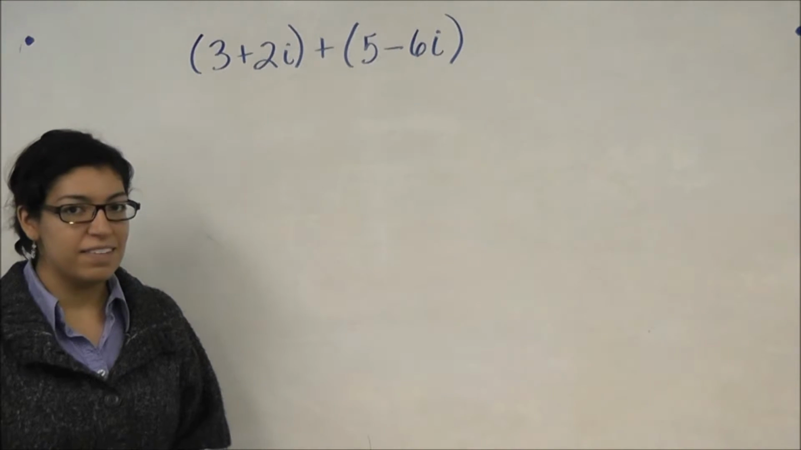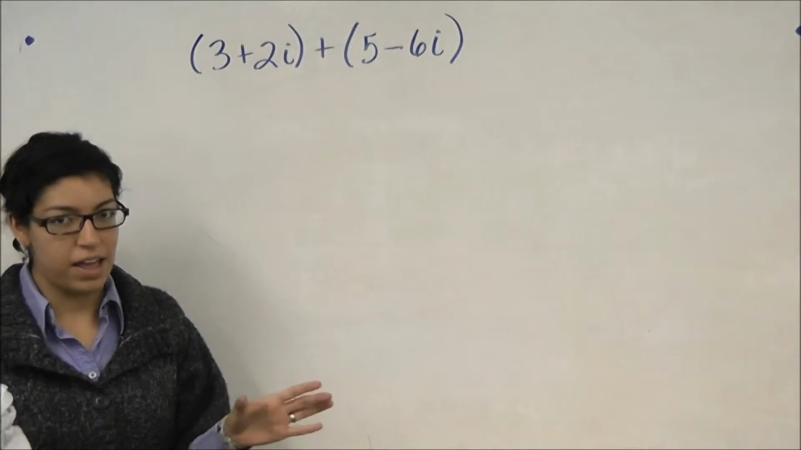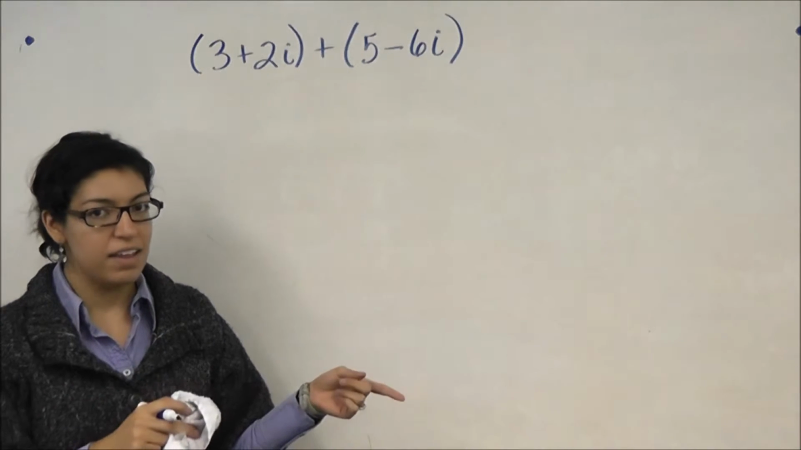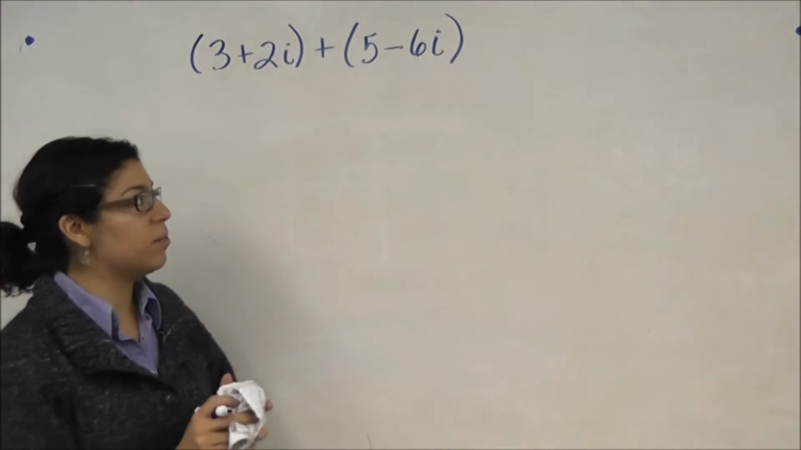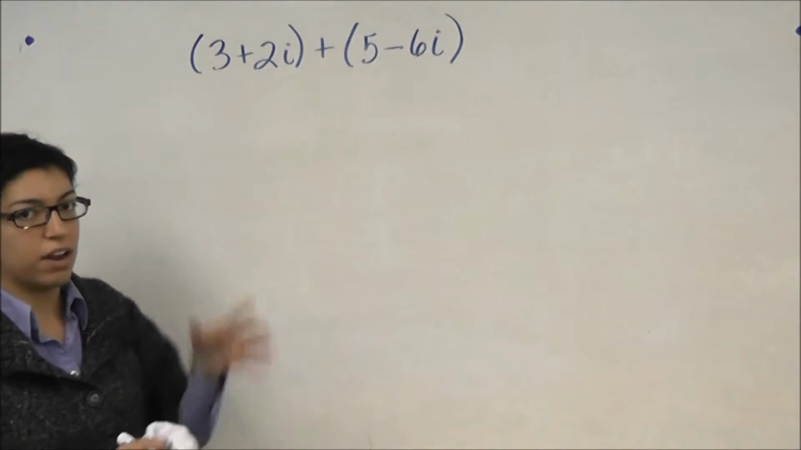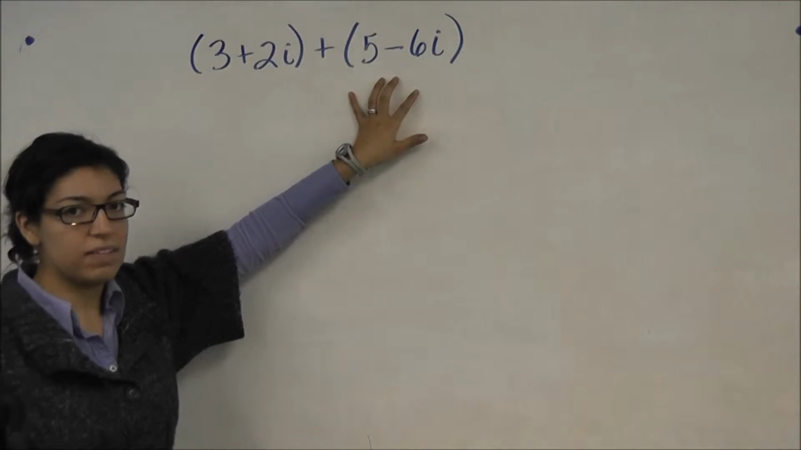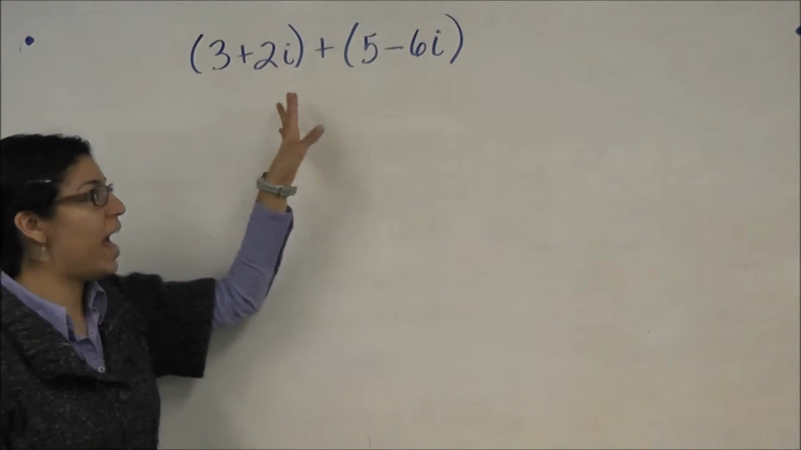All right, our next task is to figure out how do we combine two complex numbers. In other words, how do we add or subtract two complex numbers? So I've written two complex numbers on the board here. Our first complex number is 3 plus 2i, and our second complex number would be 5 minus 6i, and we want to add the two.